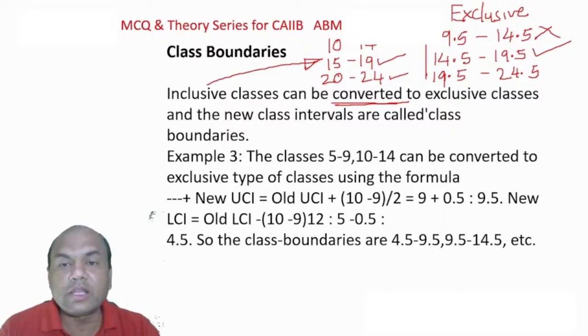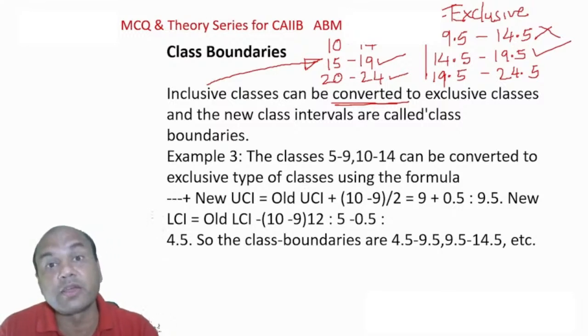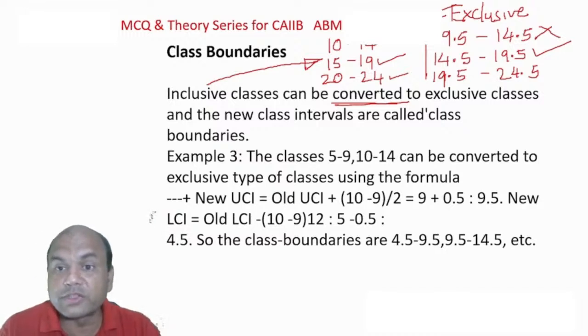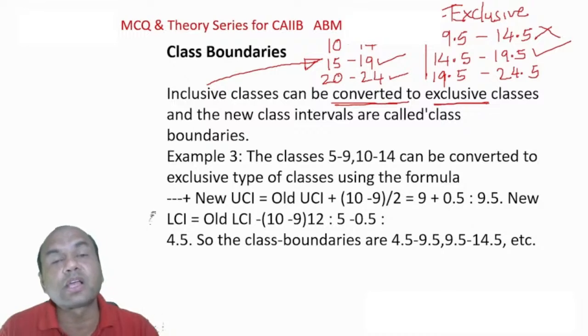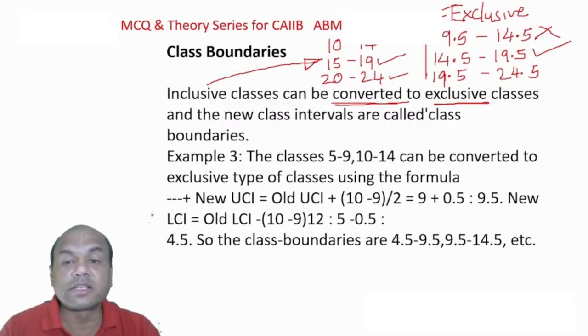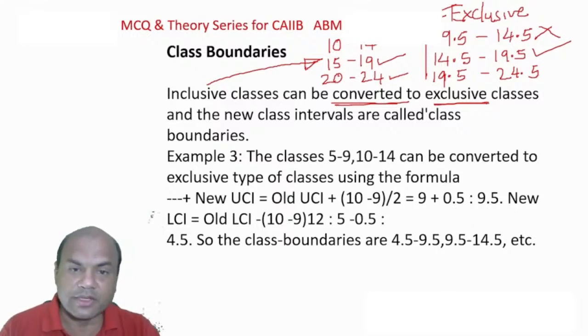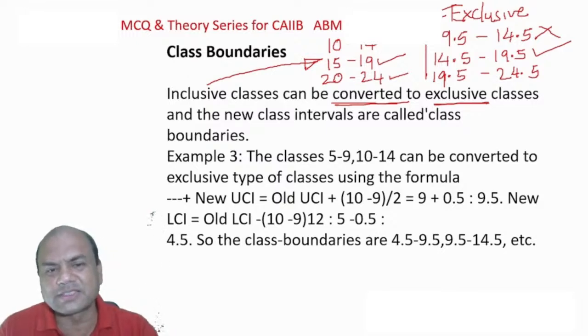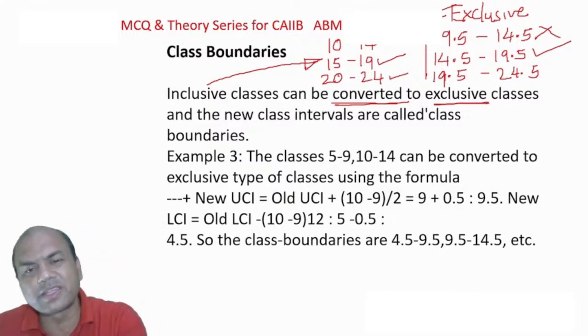Okay, so that is the meaning of exclusive and inclusive. While solving any numerical, this is the important discrimination. We never use inclusive class while solving the numericals. Never ever. We always use exclusive. Even if you have inclusive class, you have to convert it to exclusive, remember. And the new class intervals are called class boundaries. Now the remaining thing is simple, the same thing I have explained. Let's move on. You can read this if you want.